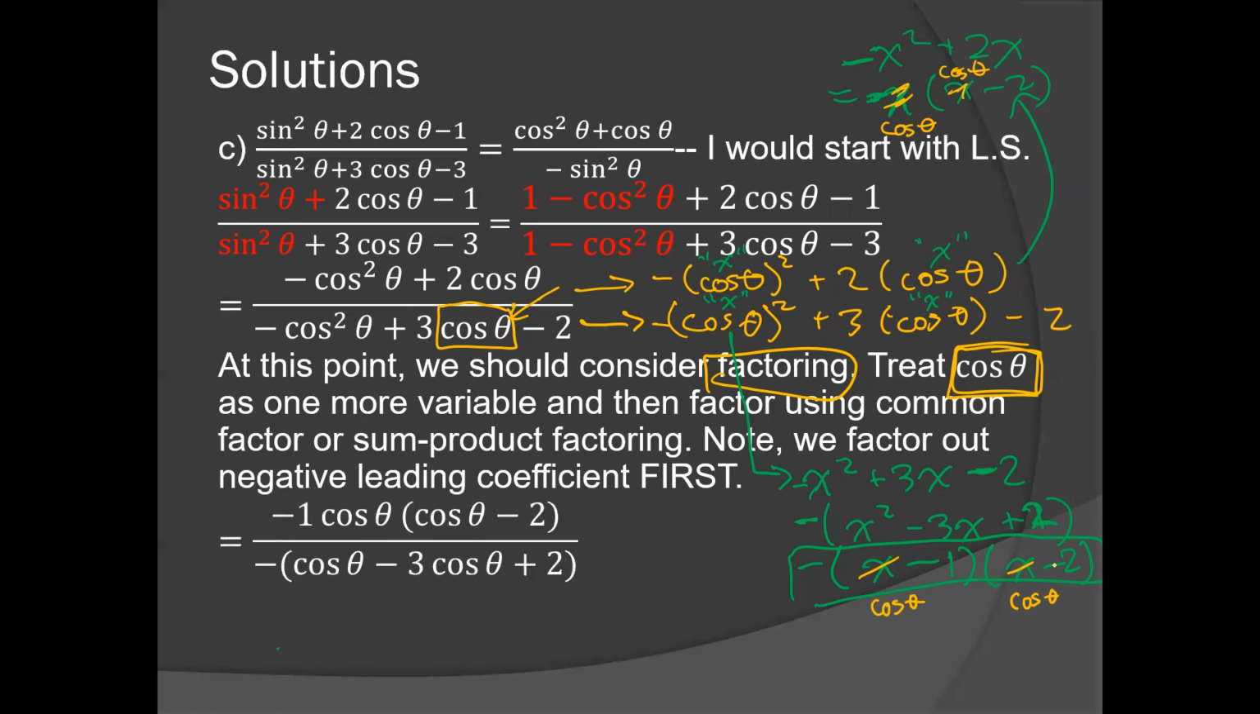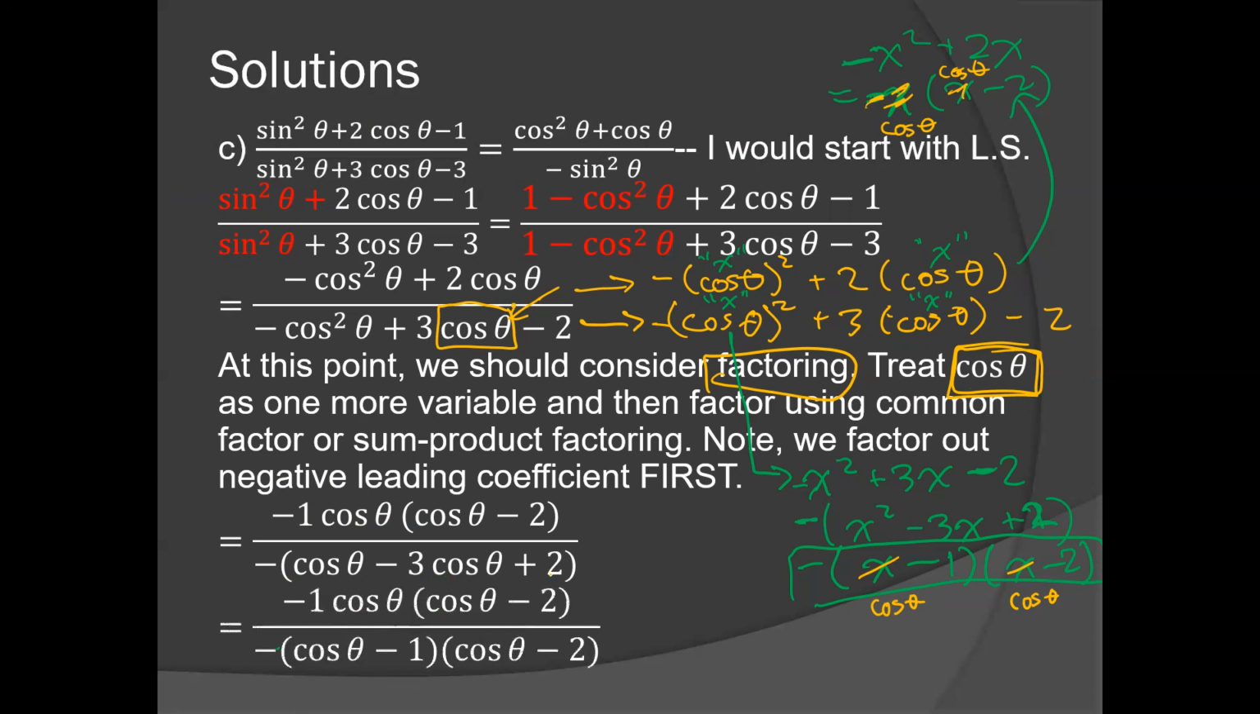So that means I end up getting this factored expression, negative 1, and the negative 1 is coming from the fact that I factored out a negative number there, times cosine theta multiplied by cosine theta minus 2. Then in the denominator, I have a negative sign outside, cosine theta minus 3 cosine theta plus 2. But I actually went one step further and already factored it out. So I have negative, cosine theta minus 1, times cosine theta minus 2 in the denominator. And in the numerator, I have negative cosine theta times cosine theta minus 2.